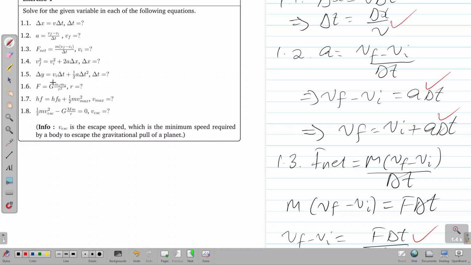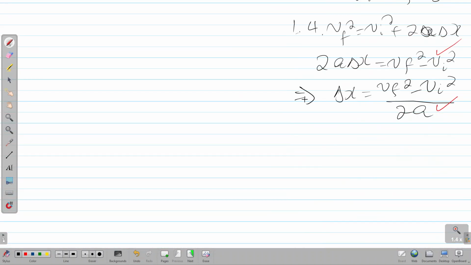Let's look at 1.5. We want to solve for delta t, right? So for 1.5, we want to solve for delta t. How do we do that? Let's start with the equation. It says delta y is v initial delta t plus half acceleration delta t squared.